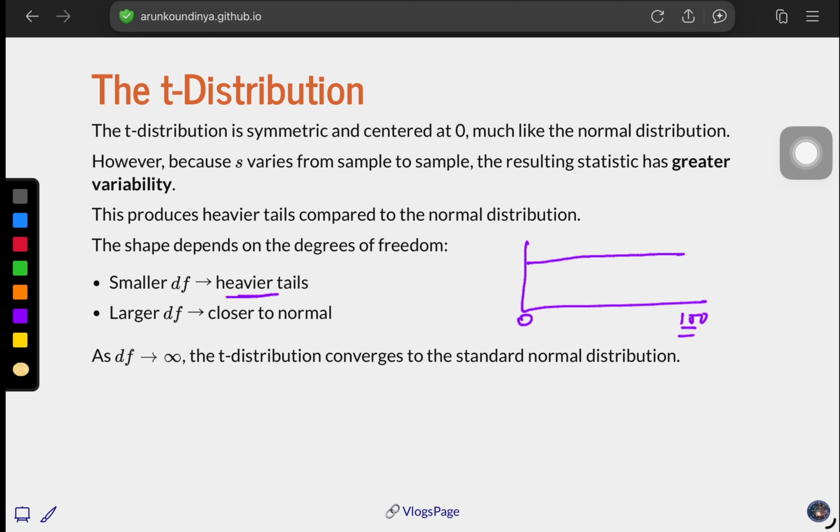But as we increase the samples, maybe it will change to something like this. So you will be much more confident about what the population mean could be, depending on our problem at hand. Here you are not confident, it can be anywhere in between. Here at least we are getting confident. So the smaller the DF, the heavier the tails, because you have larger uncertainty about what the population could be.